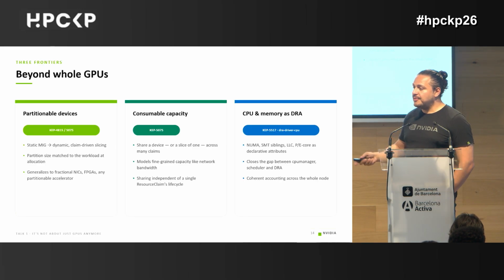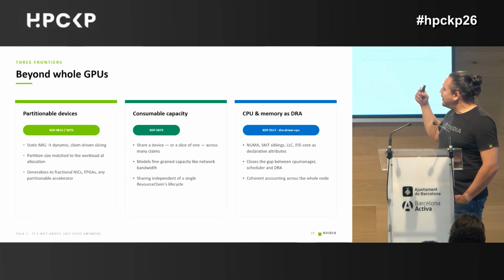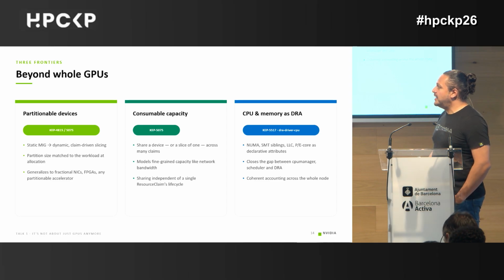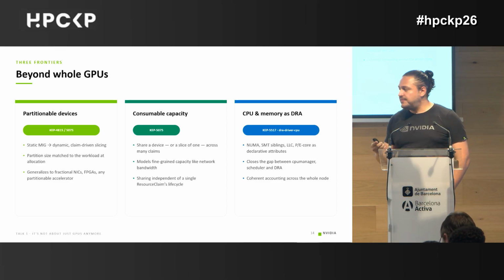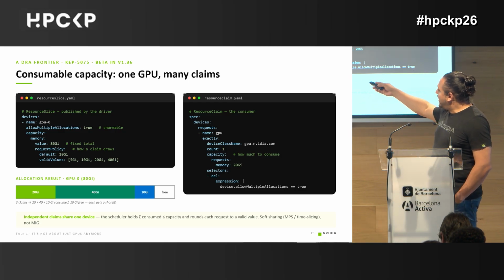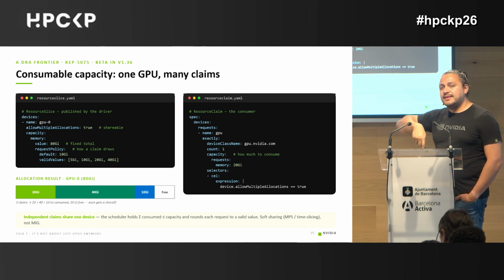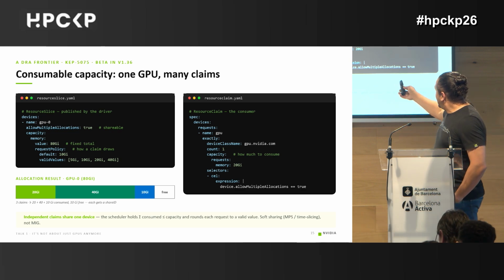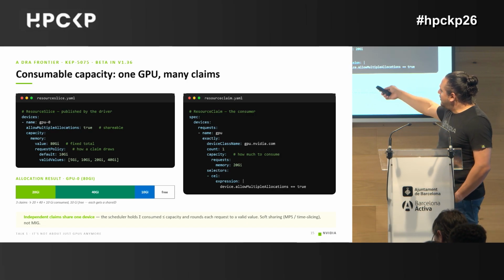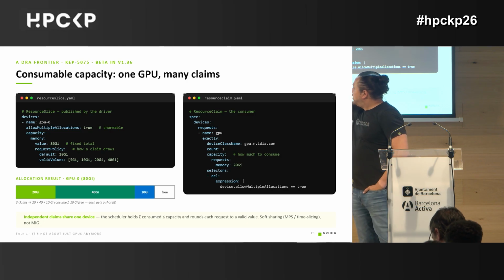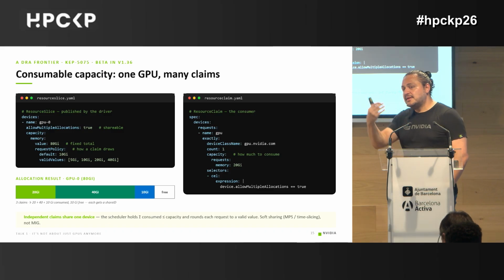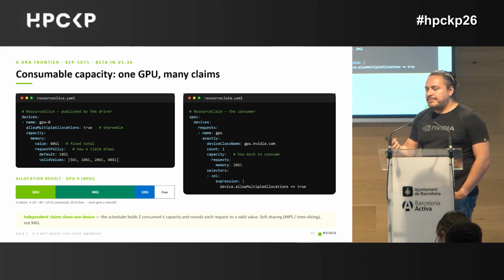Beyond the whole GPUs, this is what I've been telling. We now have ways to do partitionable devices, consumable capacity, and CPU and memory as special resources, not just default resources. A resource slice is something you could not do before with the device plugin, but now with DRA you can request, give me a GPU with just 20 gigabytes of memory, or when you declare your GPU, you can set special valid values. And this is something the admin can do. It is open to the admin, depending on the type of GPUs that you buy, right?